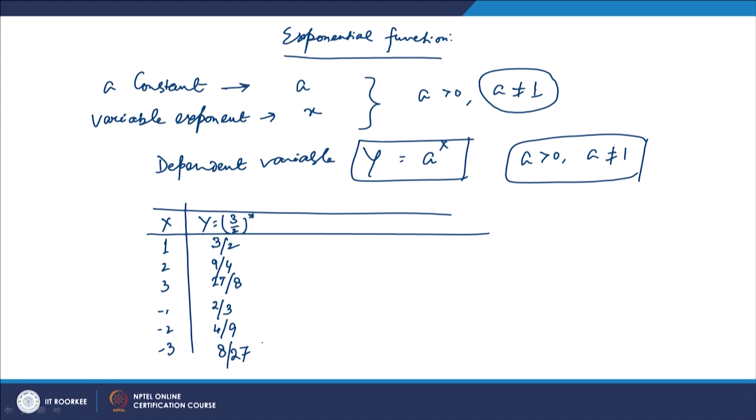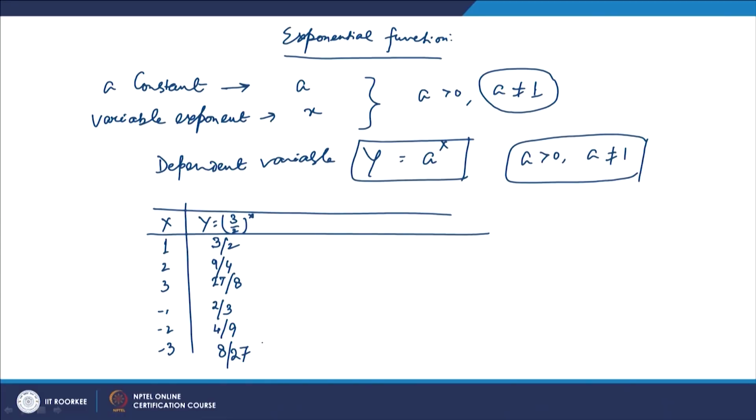Now what you see is that when the x value is positive, you have growth of the values. For 3 by 2, its value is 1.5. For x raised to the power 2, it becomes 9 by 4, that is 2.25. So it has increased from 1.5 to 2.25. Similarly, you have 27 by 8 for x equal to 3, so it will be 3.375. So this way there is growth, and we will be dealing with such growth functions.